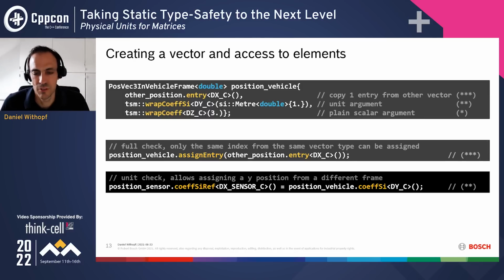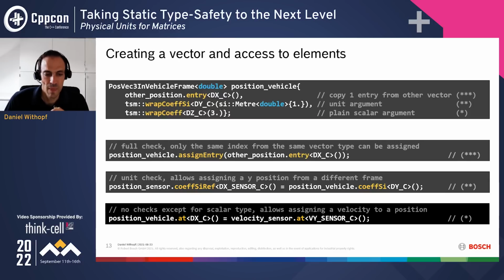The second most type-safe version is to use coefficient SI for reading and coefficient SI ref for writing to an entry in a vector or matrix. This assigns physical units, and I also want to mention why we have 2 different methods here. As I do not store the actual physical units in my vectors and matrices, I'm only storing plain scalars, I cannot return a reference here with a method that accesses the SI unit, so I need a proxy type here on the left-hand side that we can assign to.